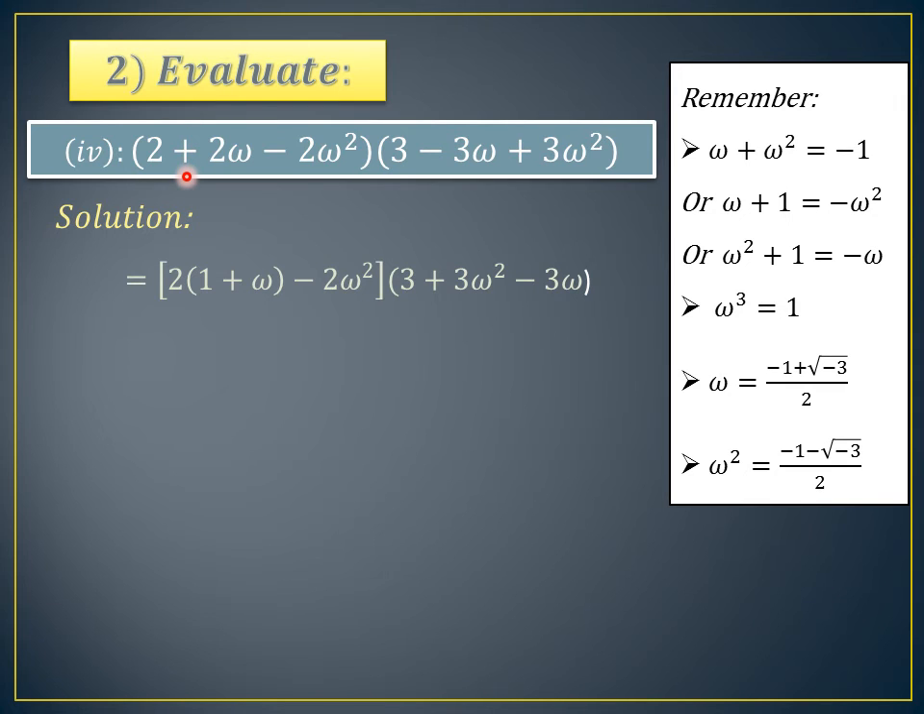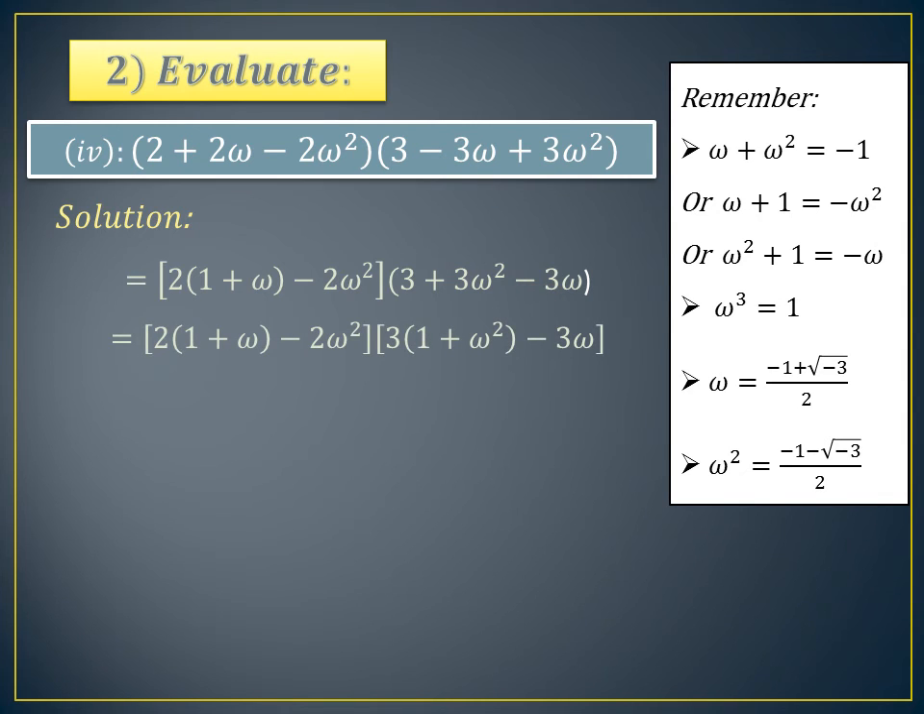The first bracket is simple. We have taken common 2 and the remaining digit is 1 plus omega. Minus 2 omega square remains the same. But talking about the second bracket, I have arranged that bracket first: 3 then plus 3 omega square, because we can take common from these two and we can have 1 plus omega square inside the bracket, which is the value of minus omega. So I have arranged this side first, and 3 plus 3 omega square will be written together and this minus 3 omega will be written at the end.